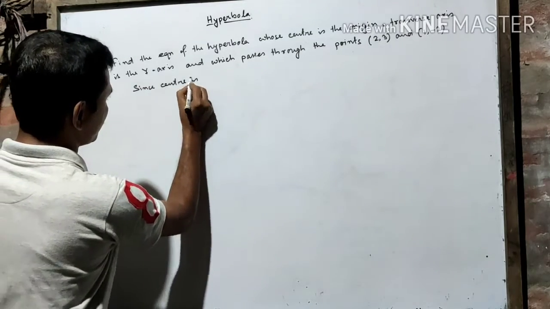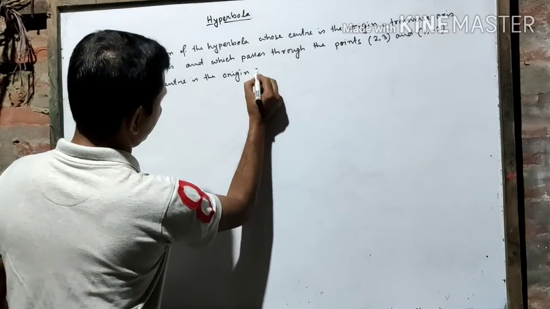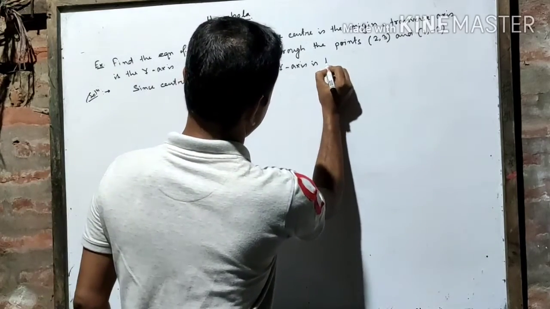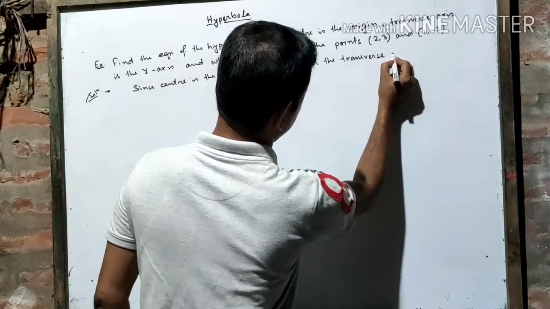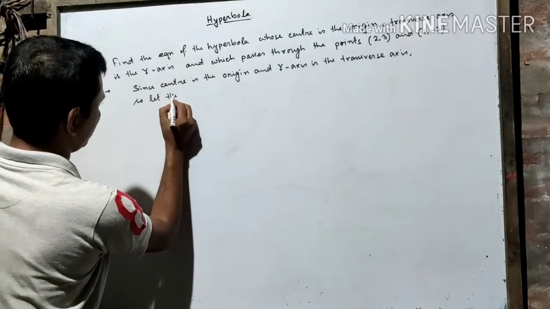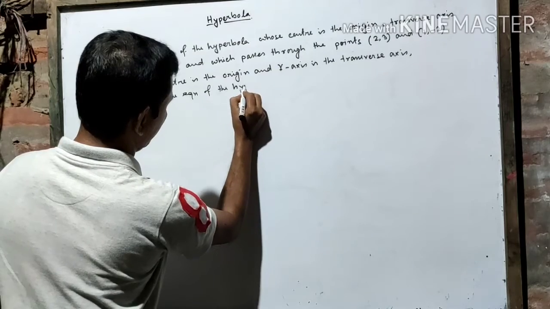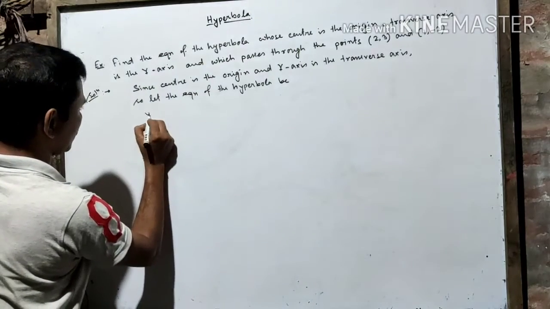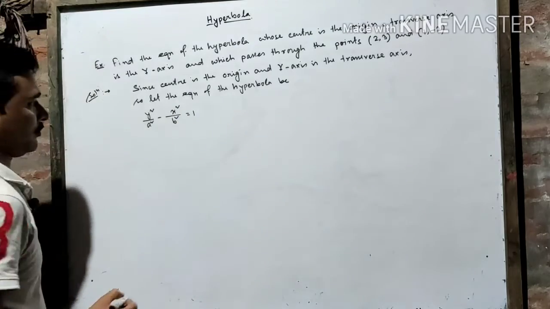Since center is the origin, and y-axis is the transverse axis, so let the equation of the hyperbola be y square by a square minus x square by b square is equal to 1.